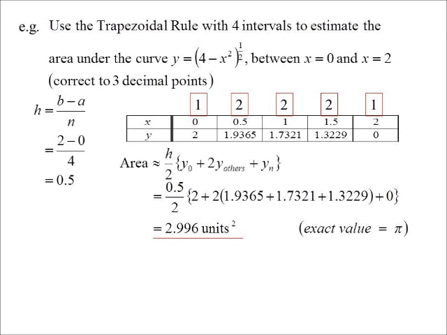Percentage error. So the difference between the two, divided by the actual result, times by 100 to turn it into a percentage, and we've got about a 4.6% error in that measurement. So that's our trapezoidal rule. But there's a better one.